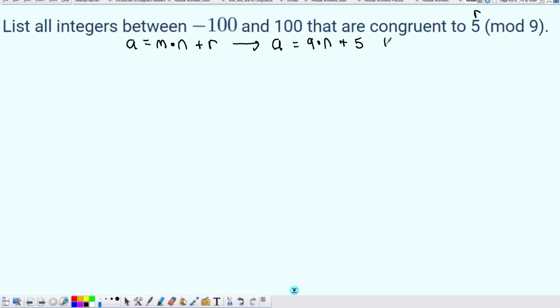where A is between negative 100 and positive 100. No, sorry, not my n, my A.